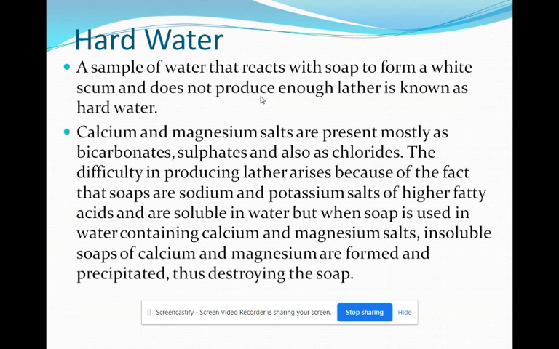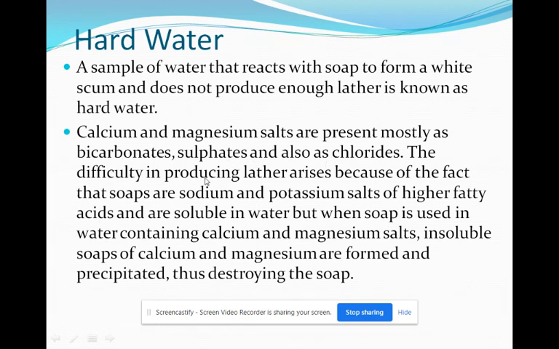If we consider hard water, it is treated as a sample of water that reacts with soap to form a white scum and does not produce enough lather. Such water is called hard water. Calcium and magnesium salts are present mostly as bicarbonates, sulfates, and also as chlorides.